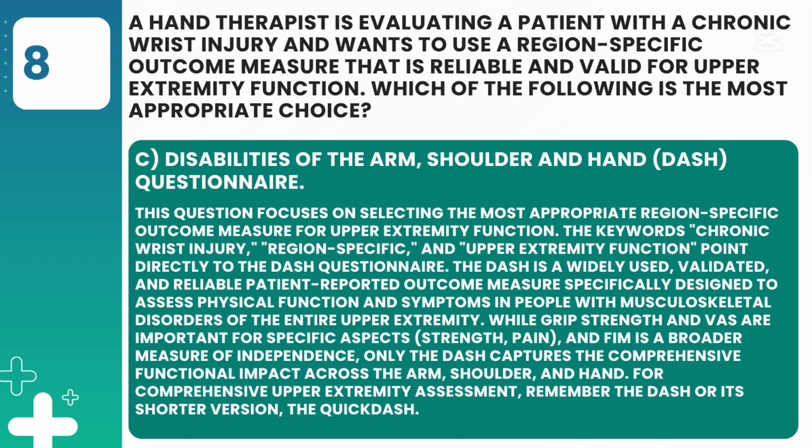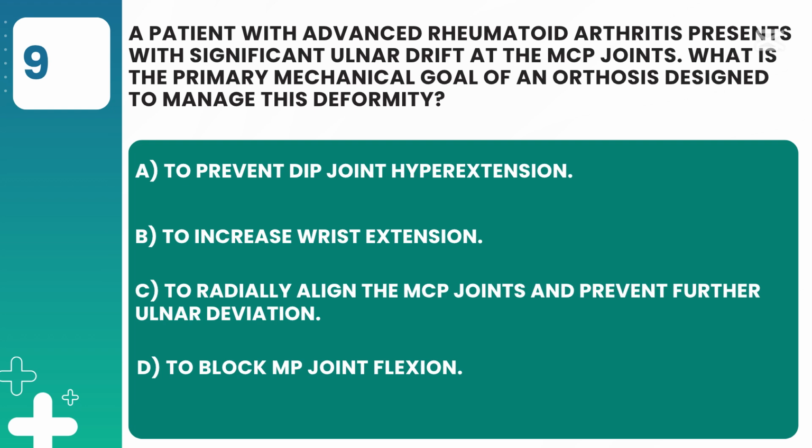While grip strength and VAS are important for specific aspects, strength and pain, and FIM is a broader measure of independence, only the DASH captures the comprehensive functional impact across the arm, shoulder, and hand. For comprehensive upper extremity assessment, remember the DASH or its shorter version, the QuickDASH. Question 9. A patient with advanced rheumatoid arthritis presents with significant ulnar drift at the MCP joints. What is the primary mechanical goal of an orthosis designed to manage this deformity?